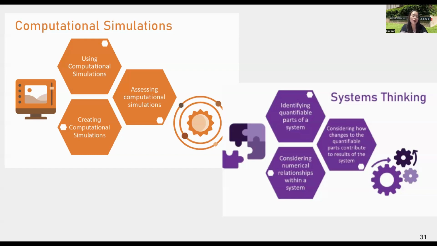And the practice also involves determining how an increase or decrease in quantity in one part of a system contributes to the increase or decrease of another part of the system. So above is the computational thinking framework we are using in our project.